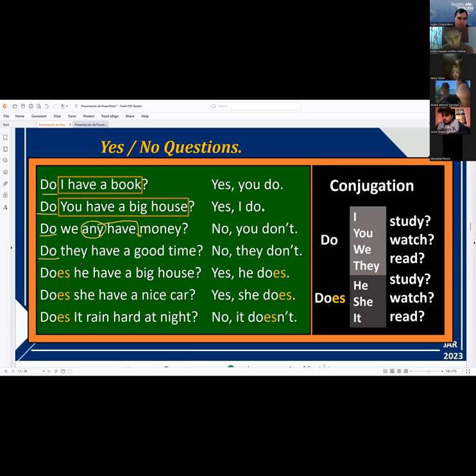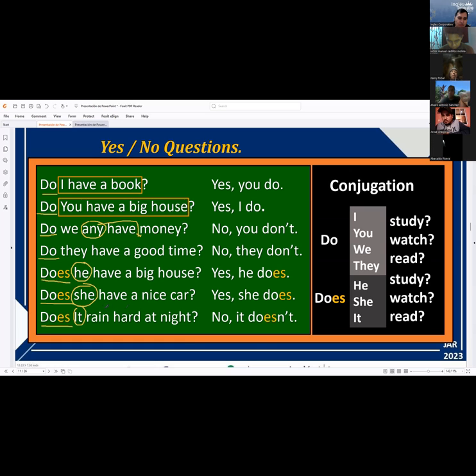But what happens if it's he, or if it's she, or it? What happens? We say does. And notice the verb, have. Do they have a good time? Have a good time is divertirse. Do they have a good time?